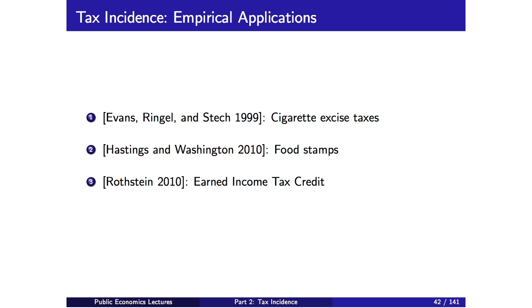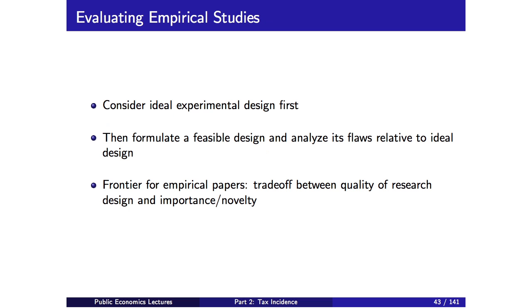Now, from a methodological perspective, I'm covering these 3 papers because they span a spectrum that I think is useful for you to be aware of. So when you're thinking of an empirical study, I think a good way to approach this, or at least the way I approach the problem, is to consider what the ideal experimental design would be first. Okay, so if I could run a randomized experiment and I want to study the effects of the EITC on whatever, labor supply, et cetera, what is the experimental design that I would run ideally?